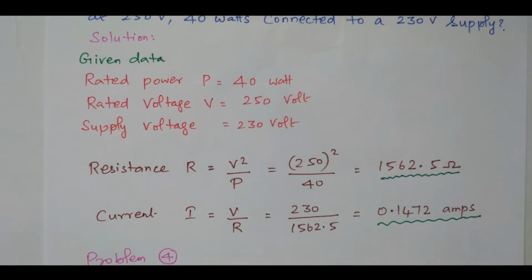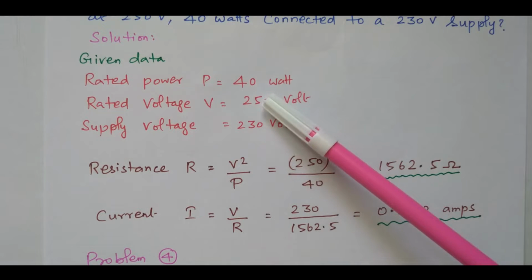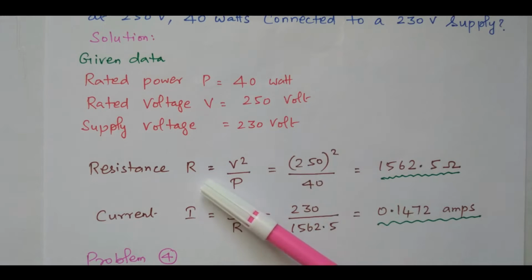So in this problem, power and voltage are given. From that we calculated the resistance. From the resistance we calculated the current drawn by the lamp. Now we'll go to the next problem.